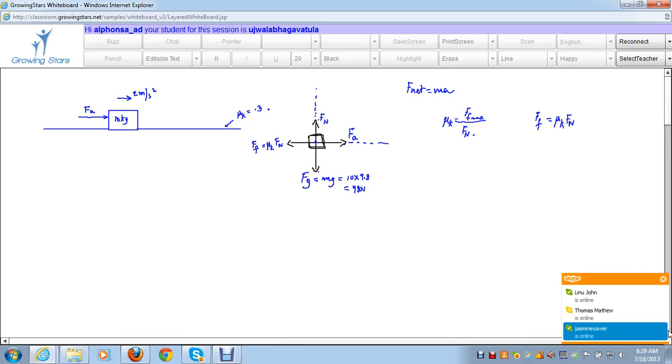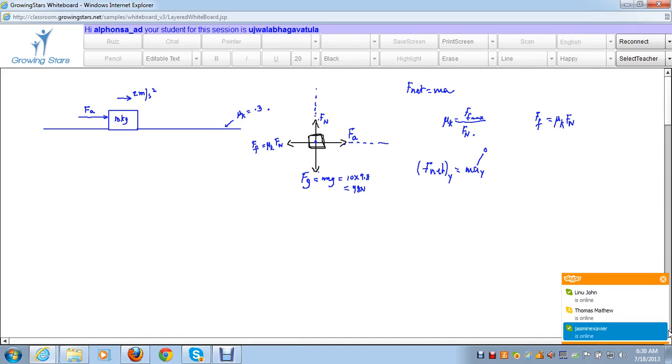Now we have to find Fn, isn't it? Then only we can find out the frictional force. And Fn, how do you find out? What's the step required? What's the force equation in the vertical direction? It is the net force. F net in the y direction should be mass times acceleration in the y direction, isn't it? And is there any acceleration in the y direction?